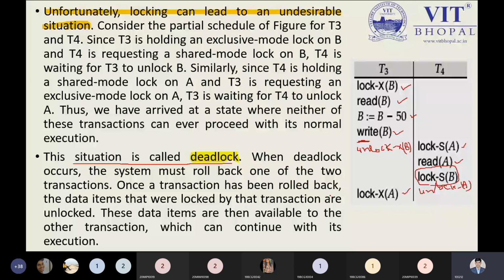Okay, so now this picture should be clear. And from this, we have two phase locking, and this part we will see in the next class. That is two phase locking.